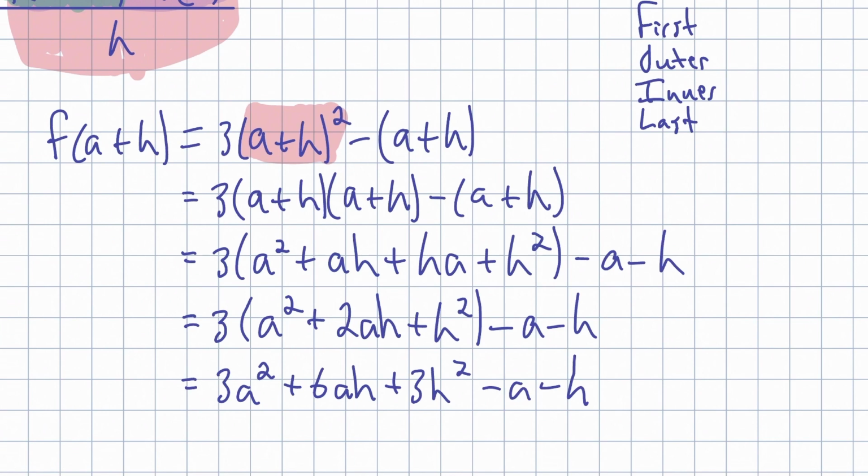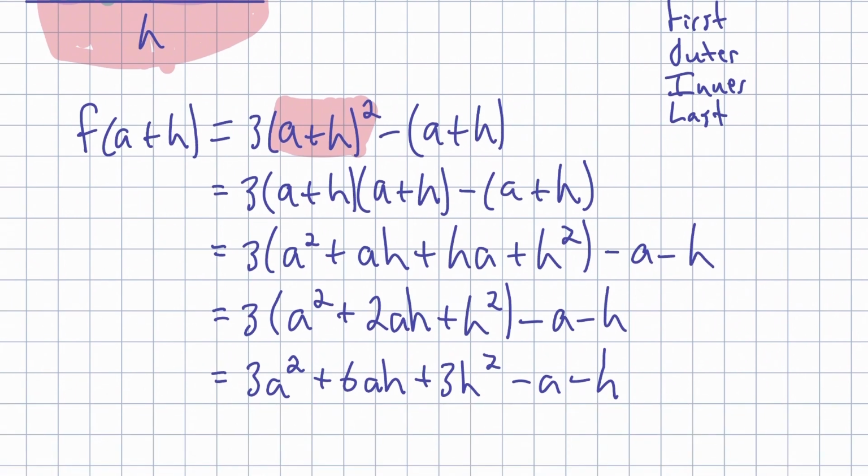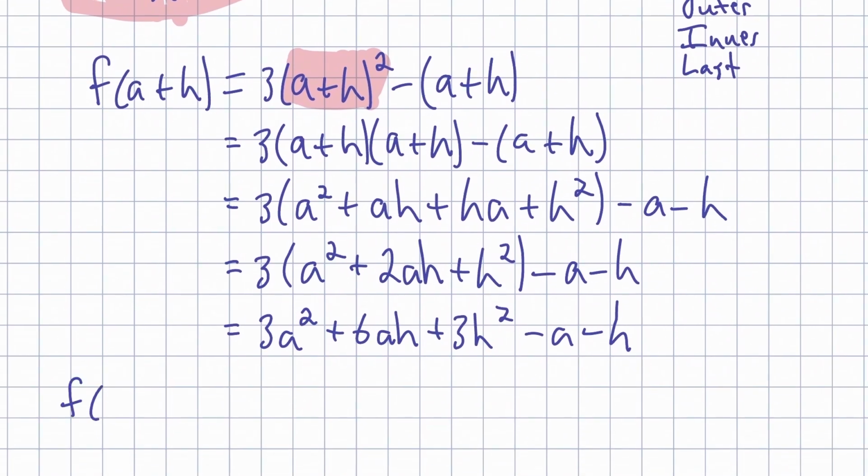Foiled, simplified. There's no like terms to combine. Like this, we have one term that has a squared. None of these have a squared. We have one term that has both a and h. None of these have both a and h. And this is h squared. Neither of these have h squared, and so forth. So there's no combining of like terms. So now what we can do is form the whole numerator, f of a plus h minus f of a. So I'm going to take this entire thing and copy that first.